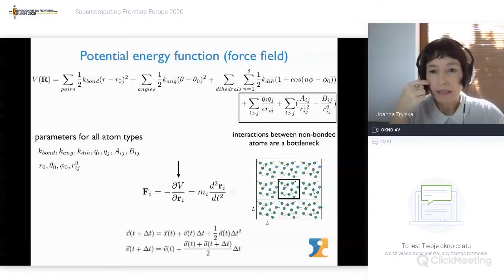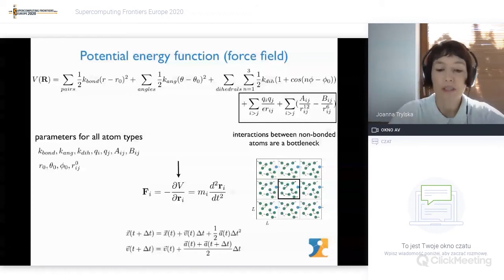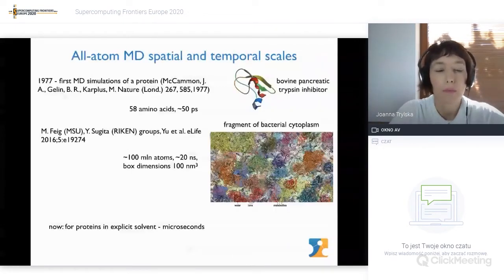The bottleneck are typically non-bonded interactions, but we have some ways to calculate them, for example, using periodic boundary conditions, and for electrostatics, particle mesh Ewald methods. Now, the first MD simulation of a protein was performed many years ago in 1977. And this was for a small bovine pancreatic trypsin inhibitor protein of 58 amino acids. The simulation took about 50 picoseconds overall.